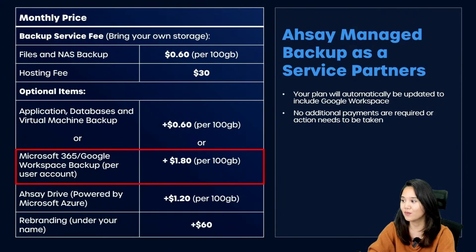And lastly, for our Ahsay Managed Backup as a Service or AMBAS partners, the process is much easier. You simply have to subscribe to the Microsoft 365/Google Workspace Backup Plan. The pricing starts from just $1.80 per user account per month. If you have already subscribed to the Microsoft 365 Backup Plan, whether monthly or annual, your plan will automatically be updated to include Google Workspace. This means that you can start offering Google Workspace backups to your customers immediately. No additional payments are needed.